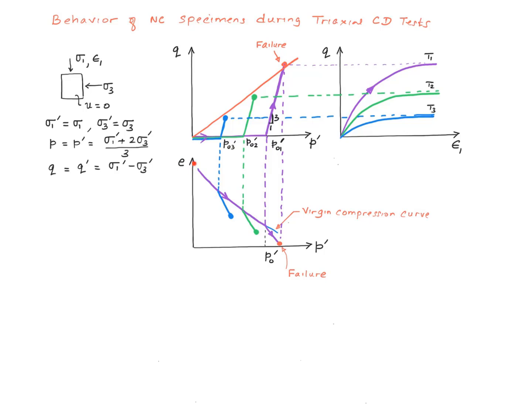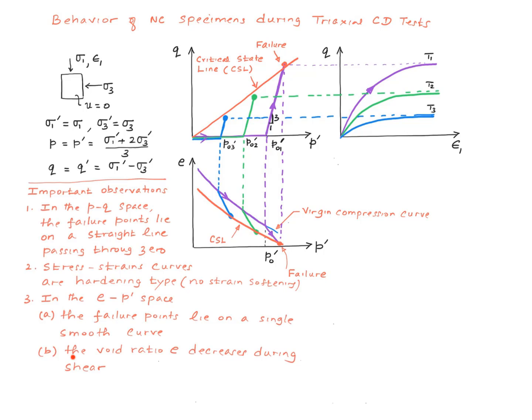Now I come over to the e P prime space and connect these 3 points. They fall on a very nice smooth curve. This line right here is called the critical state line, CSL for short. This line right here is also called critical state line. You could think of this as the projection of the critical state line in the PQ space onto the e P prime space. For emphasis, we could call this a critical state line in the e P prime space.